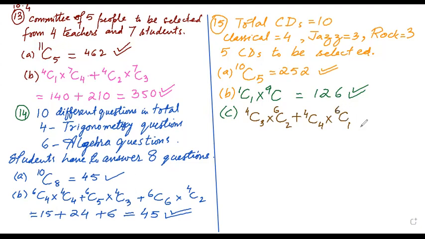Those are okay. So the answer comes out to be 4C3 multiplied by 6C2 is 60, and 4C4 multiplied by 6C1 is 6. So the answer is 66. And that's the answer of the part C of question number 15.